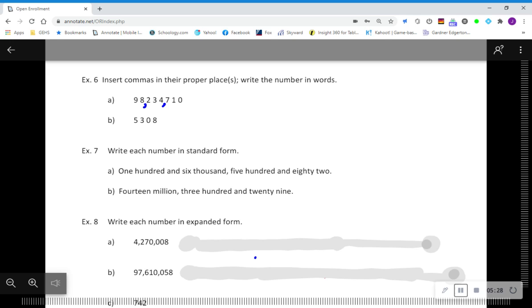So we'll write this out, 98 million. Notice the hyphen. You'll use hyphens in numbers between 21 and 99 that are compound words, like 98. 90 would not use a hyphen, obviously. The next period is 234.